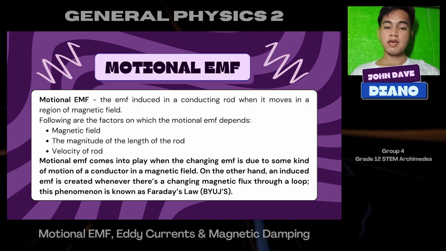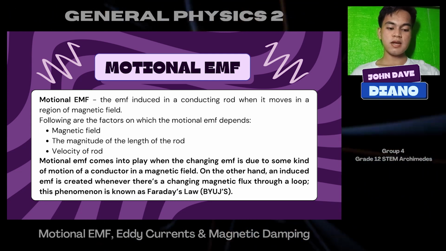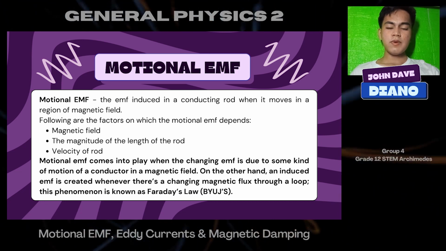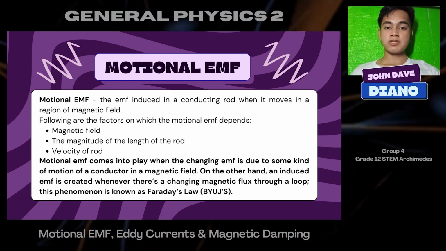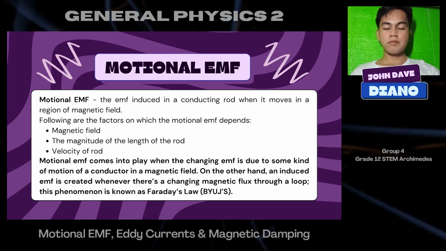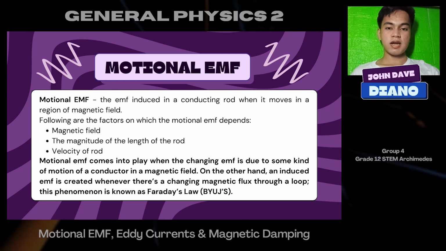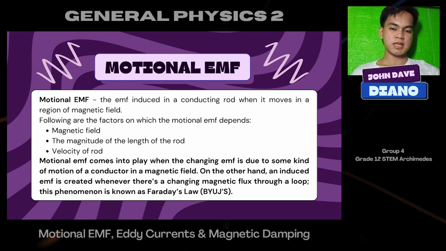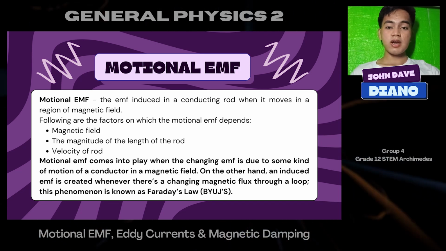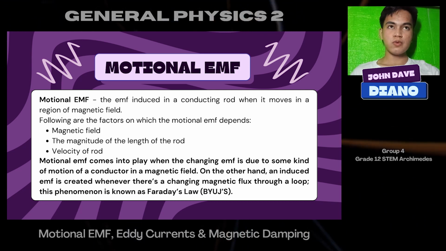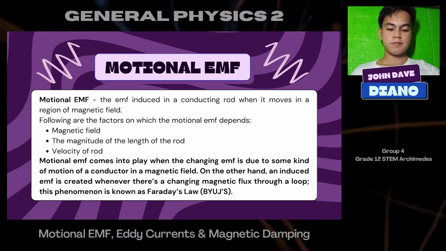Motional EMF is the EMF induced in a conducting rod when it moves in a region of magnetic field. We can say that motional EMF is a kind of EMF that happens as a result of a conductor, specifically a rod, moving in a stationary, or constant, magnetic field. Motional EMF happens when there is a change in EMF due to some motion by a conductor in a magnetic field.